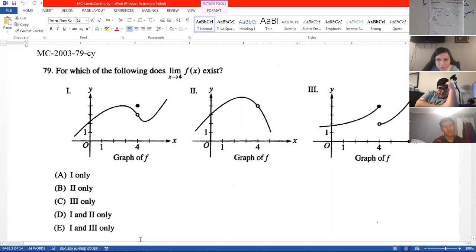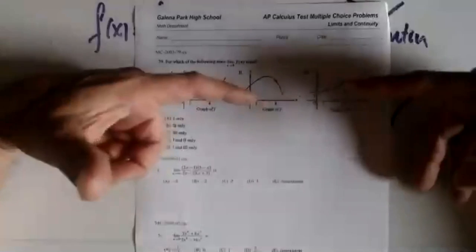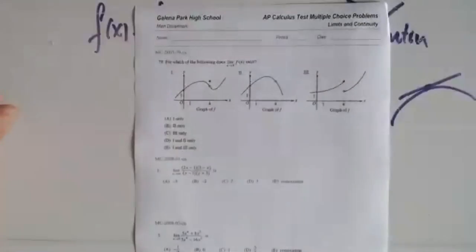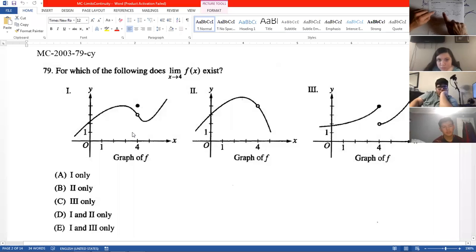It says here, for which of the following does the limit of the function at 4 exist? You remember the picture I have in my room of the two hands pointing to each other? So that's the limit. From both sides, you must approach the same point. If you put your fingers right here, this finger is going to land in this little hole. What about this finger? Same, correct? So the limit at 4 for number 1 exists.